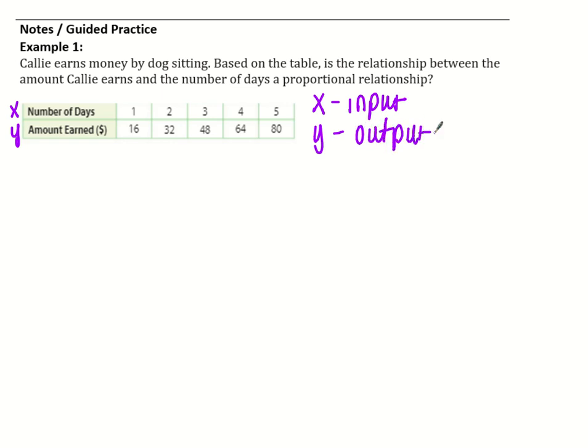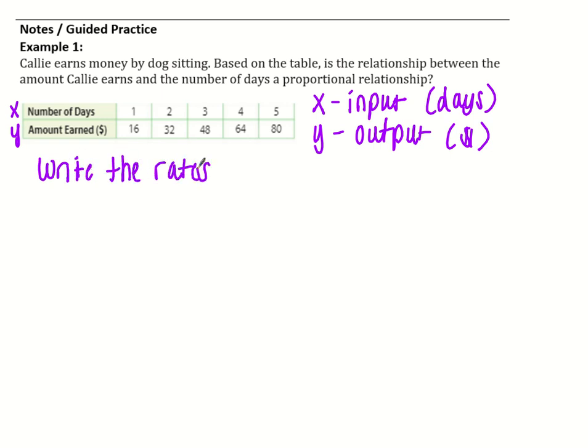Okay, so in this case, the more days you work, the more money you're going to make. So I input days, which means I get out more money. Okay, and again, you're going to see how this ties back into a graph. So what I want you guys to do is we're going to write these as rates first. So we're going to write each of the rates.